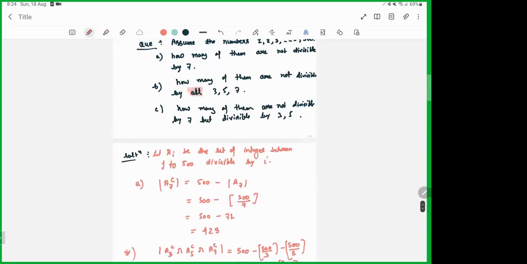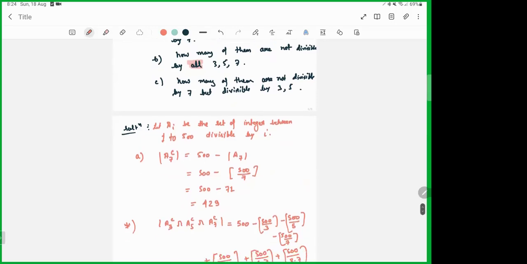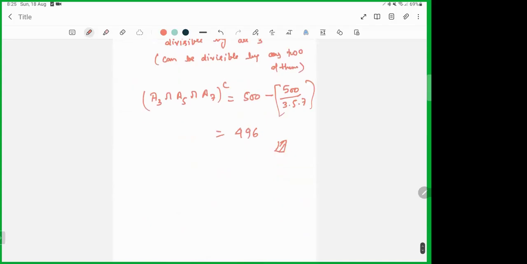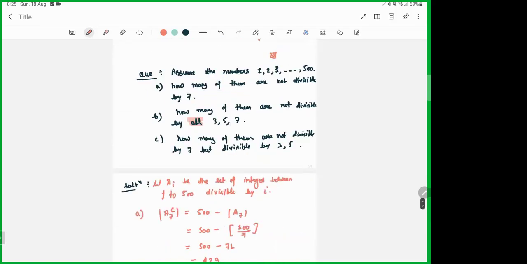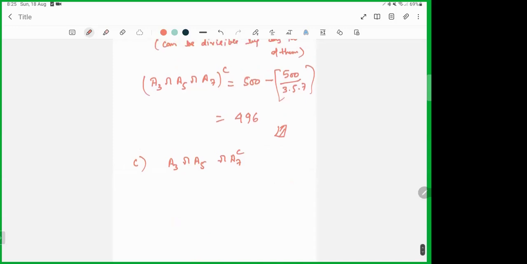So let's go to the third part. How many of them are not divisible by 7 but divisible by 3 and 5? So how to compute this one? You have to compute A3 intersection A5 intersection A7 complement. You have to compute this one, right? How to compute this?